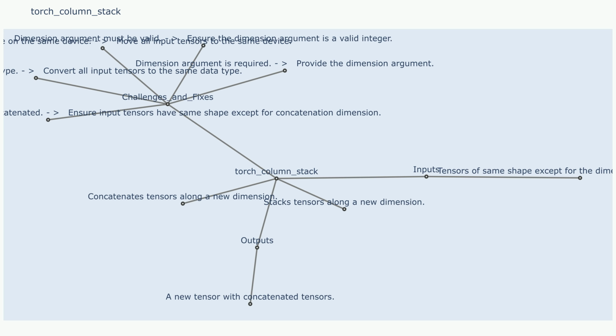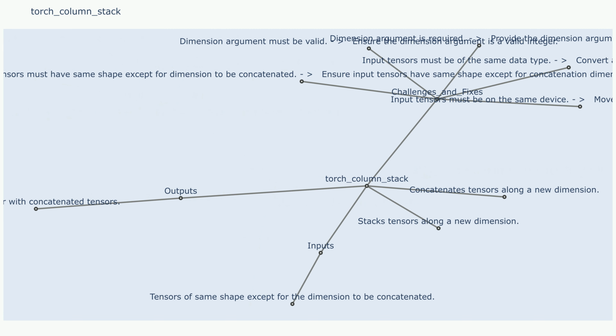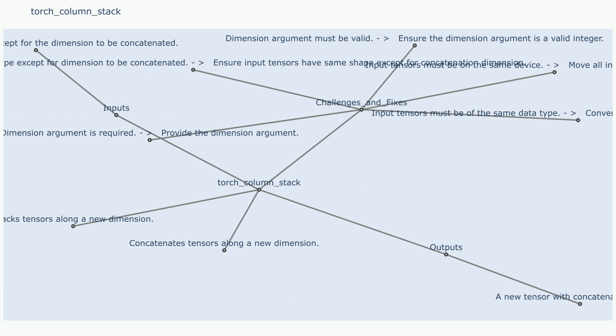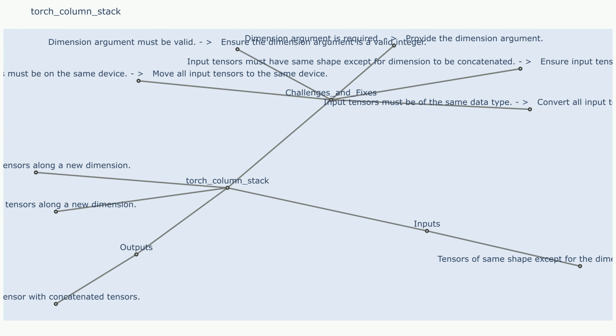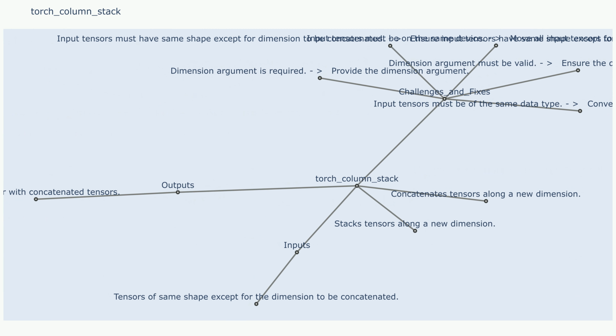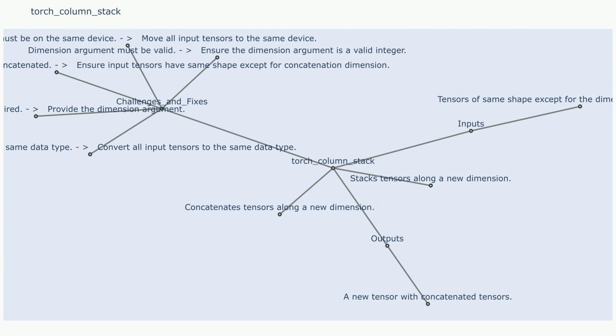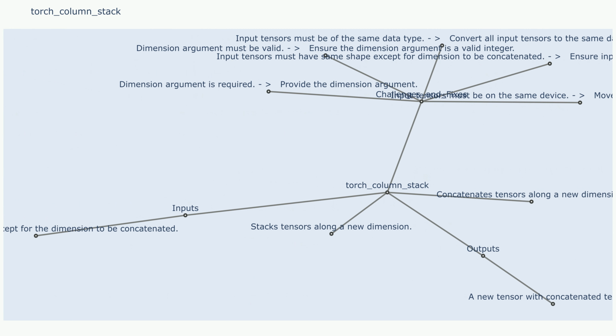torch.column_stack. Description. The torch.column_stack function is used to concatenate a sequence of 1D or 2D tensors column-wise. It stacks the tensors along the second dimension, treating each input tensor as a column. Inputs. Tensors, a sequence of 1D or 2D tensors. The tensors should have the same number of rows. Outputs. Out, a 2D tensor containing the concatenated input tensors, where each input tensor becomes a column in the output.